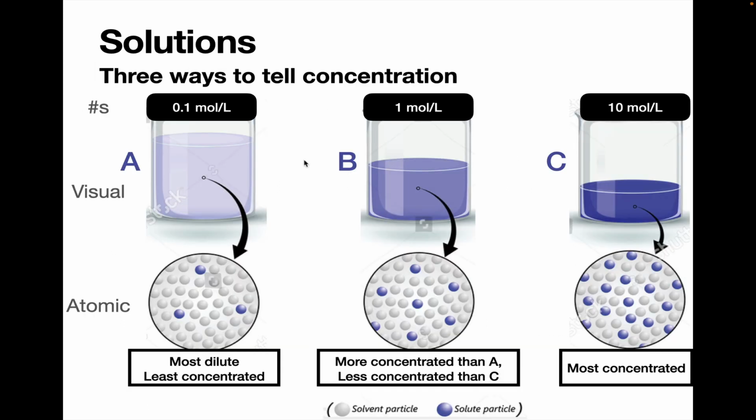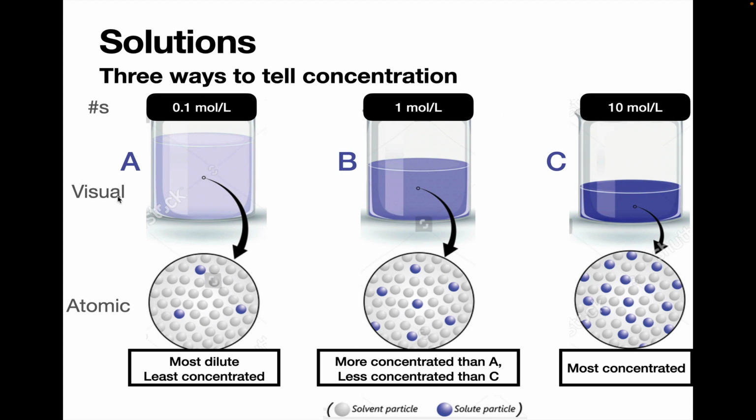There are 3 ways we can see this in our lab or in solutions. First of all is the number. So if you can look at a number, the bigger the number, the more concentrated it is. So you go from 0.1 to 1 to 10 moles per liter. This is the most concentrated, this is the least.